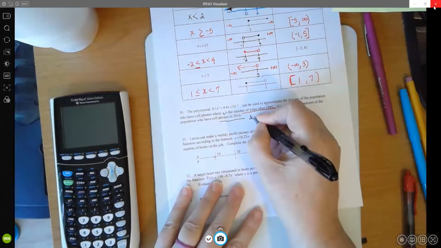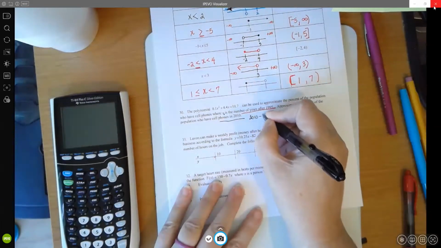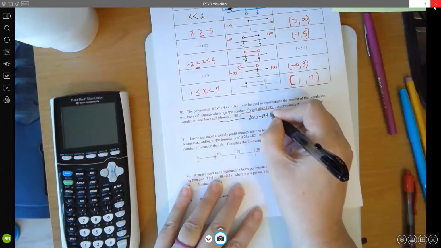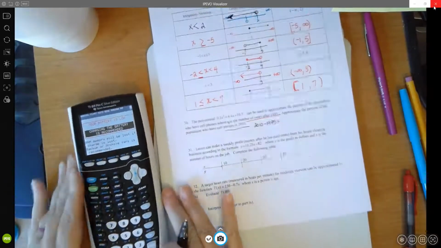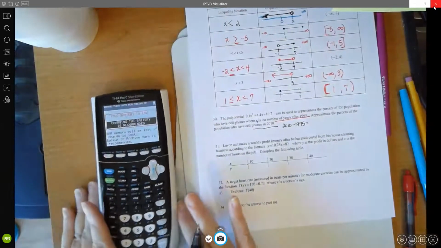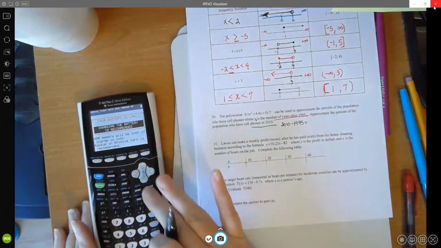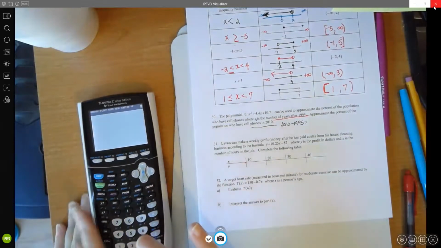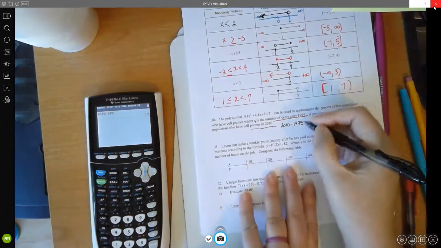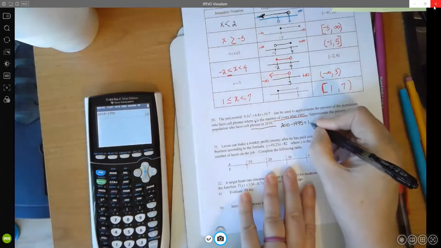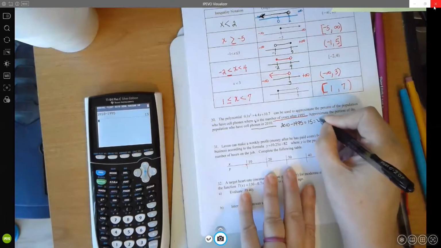So 2010 minus 1995 would give us our x. So we'll turn my calculator on. Charging is recommended. Oh dear, my battery is going dead. So I'm going to hope that it lasts through this video. 2010 minus 1995 is 15. And so that would be my x.